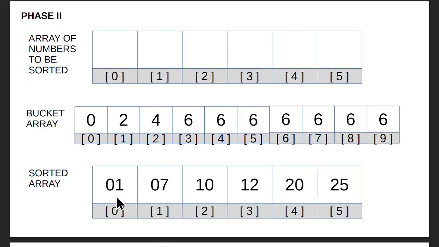Now you see that there were only 2 digits, so there were 2 passes. Now you see that the numbers are all sorted: 1, 7, 10, 12, 20, and 25. Okay.